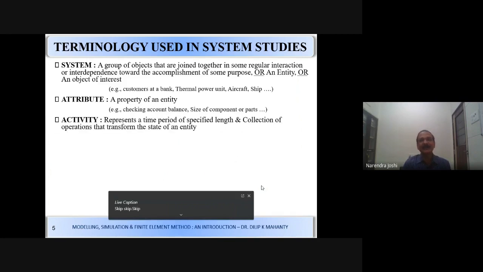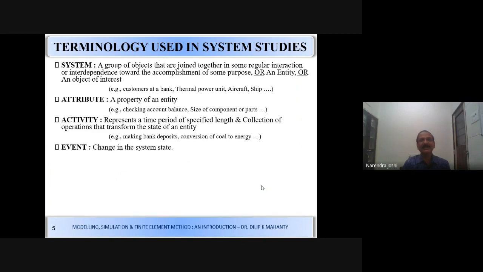Third is activity. It represents a time period of specific length and a collection of operations that transform the state of an entity, an activity which gets changed over time and space. Example: making bank deposits, conversion of coal to energy.